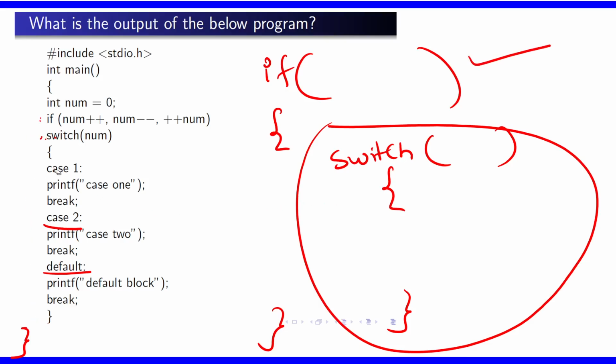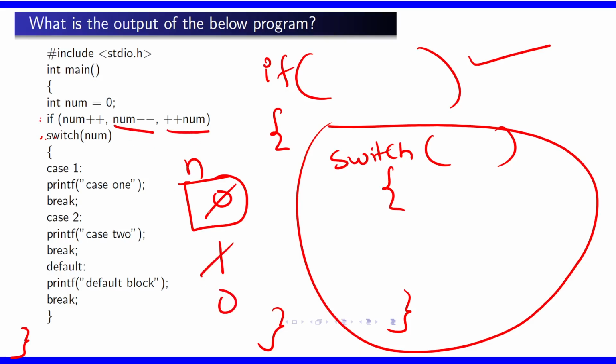Okay, now let's see. Num value is 0 initially. In the if condition, there are 3 independent statements. Num plus plus, it becomes 1. Num minus minus, it becomes 0. Plus plus num, it becomes 1. So if of 1, and if of 1 means true. Then you enter into the switch.